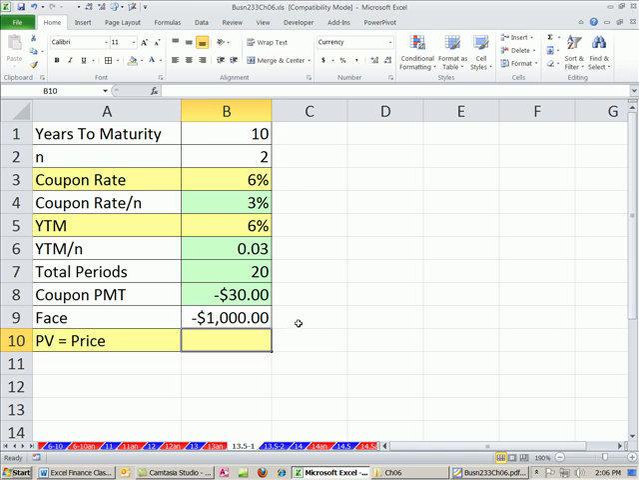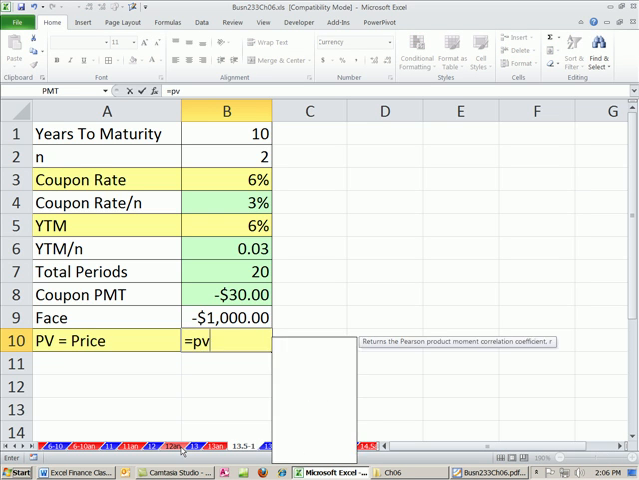All right, over here, here's our situation. 10 years, we have N equals 2. Coupon rate is 6, and our yield to market is 6. Oh, that sounds like par, right? Here's our discounting rate for our present value calculation, our number of periods, our two cash flows, annuity and face value. So let's go ahead and calculate our price.